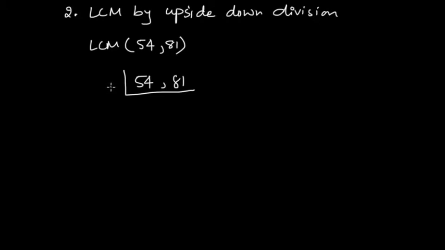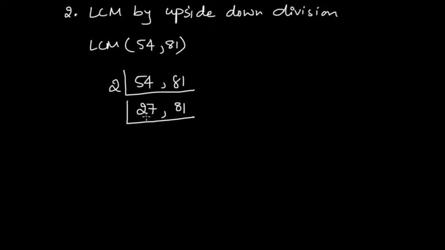It should be prime factors again. So since this is an even number, let's start with 2. It doesn't matter if all the numbers are not divisible by this prime factor. At least one of them should be. So let's always start off with the lowest prime factor, and in this case it is 2 since we have an even number. So 54 divided by 2 gives us 27, and since 81 is not divisible by 2, we just write down 81 as 81. That's all.